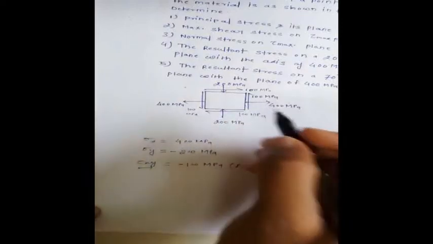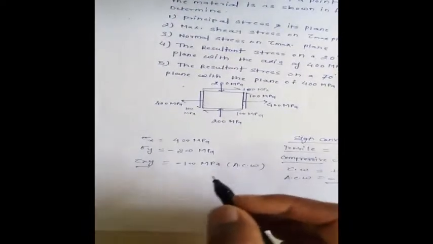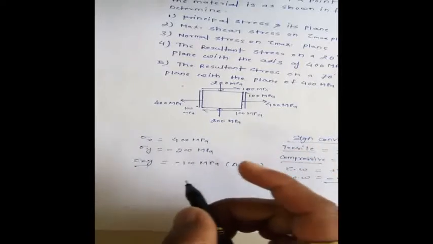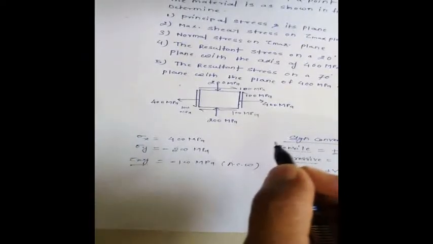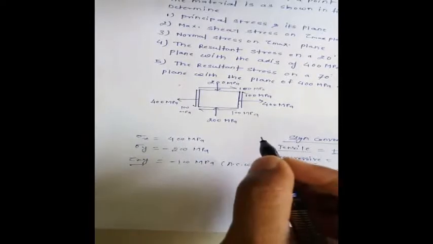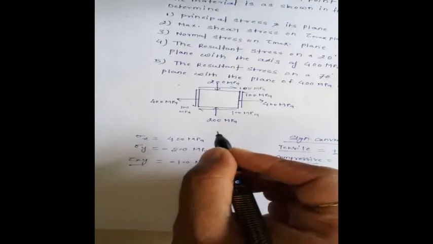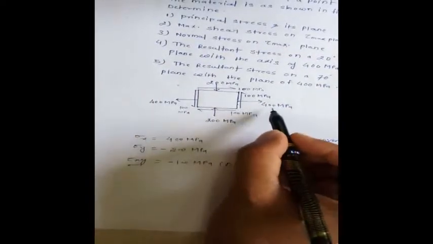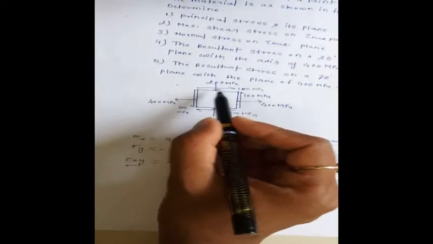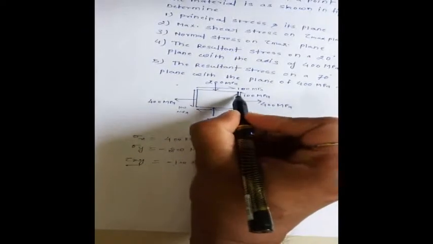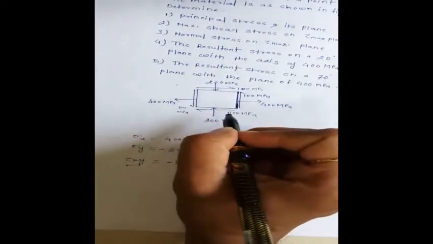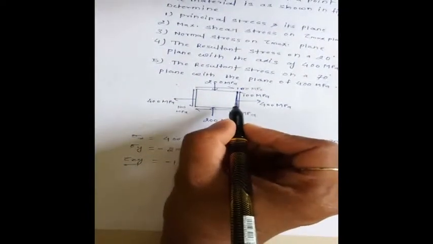Tau xy we will always take from the reference plane, so the selection of the reference plane is very important. The reference plane we select is wherever the magnitude of the normal stress is more. Here sigma x is 400 megapascal and sigma y is 200 megapascal, so sigma x is greater than sigma y. That's why we will take this x plane as the reference plane, and as per this reference plane we will take the sign convention of the tau xy.